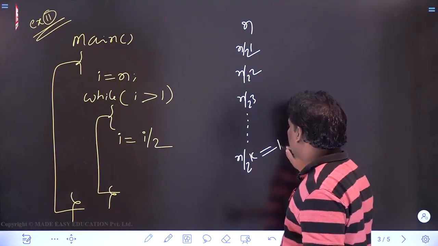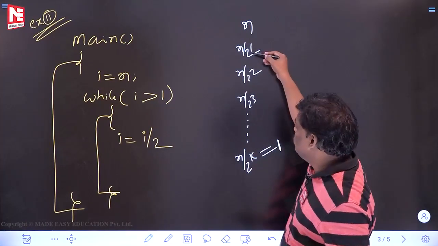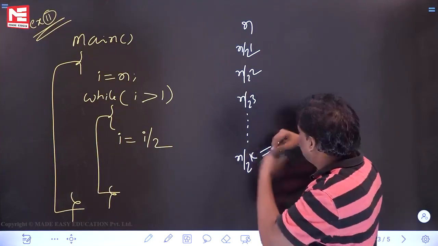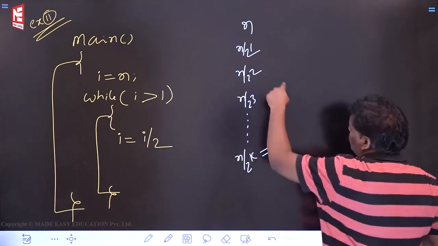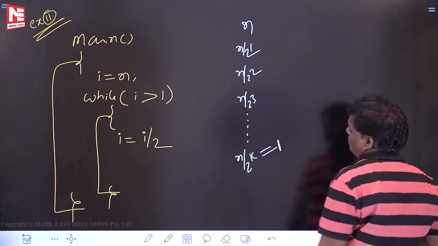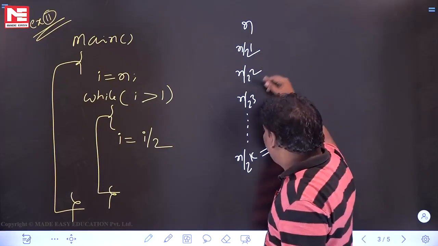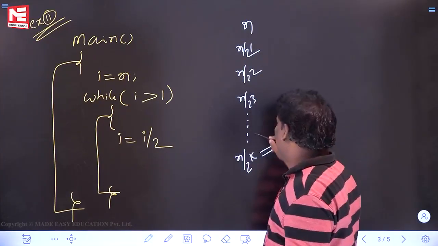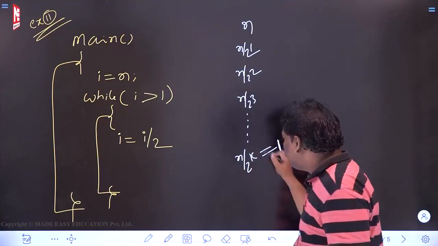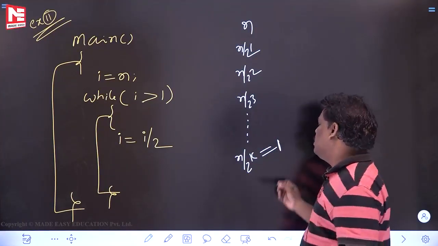This value becomes 1. See, first divide by 2, next by 4, next by 8, by dividing with different numbers. First time you divide by 2, next time by 4, next time by 8. Always you are dividing by 2. So after doing k times, a very small value came. How small? This value becomes 1. That is the reason I stop.